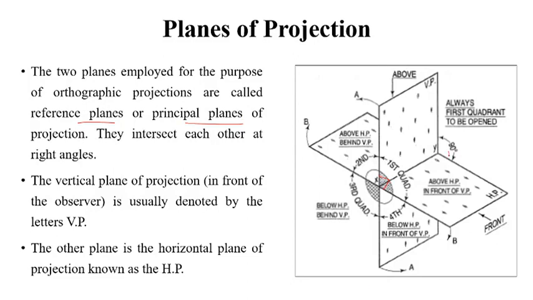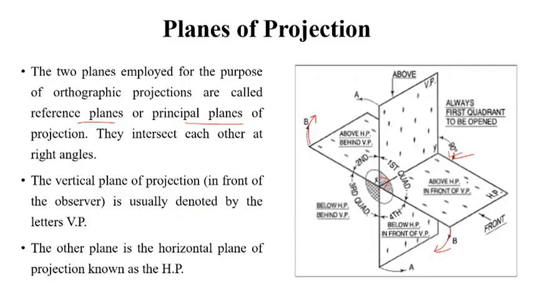So these planes always intersect at 90 degrees, and you have to remember that the vertical plane is kept stationary and the horizontal plane can move in the clockwise direction by 90 degrees. That means this part will move in this direction by 90 degrees and this part will move in the upward direction by 90 degrees. Clear?